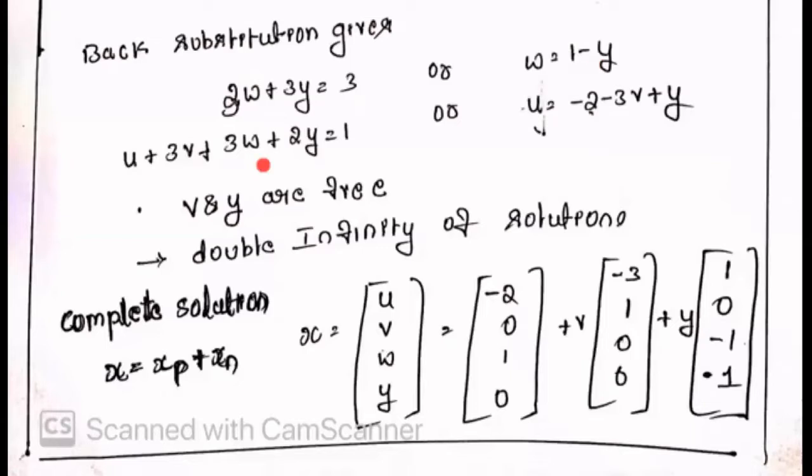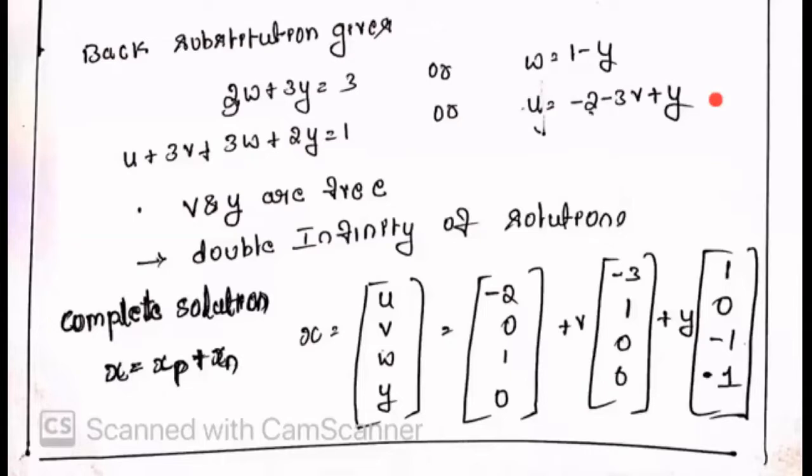And similarly, if you observe this one, you substitute for w also. What is the substitution for w? It is 1 minus y. You substitute like that. Then you'll be left with only 3 variables: u, v, and y will be there, since you are substituting w is equal to 1 minus y. If you solve the equation, you get this: u is equal to minus 2 minus 3v plus y. This is the equation you get after solving that.